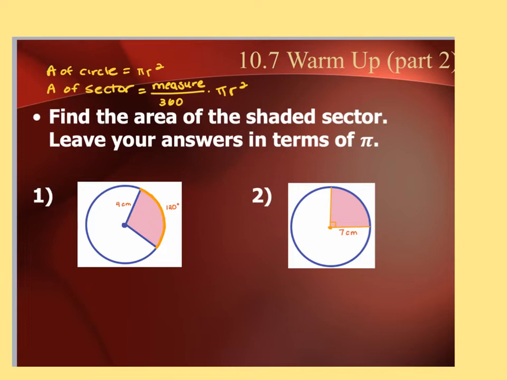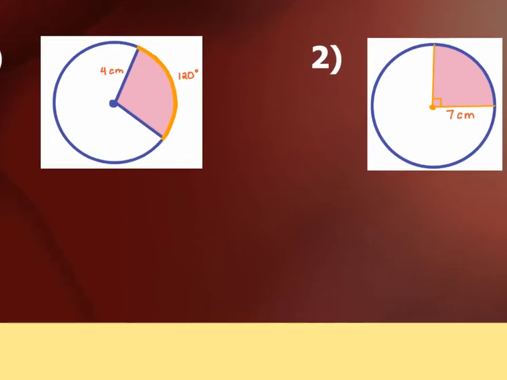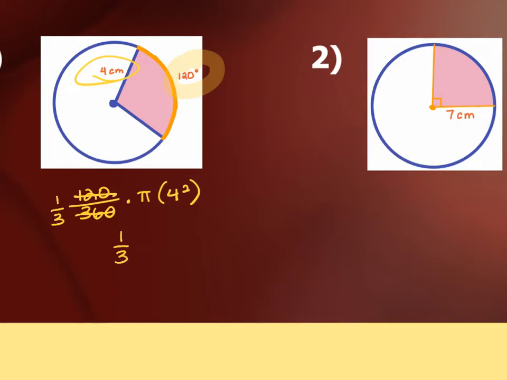So if I look at number 4, I want to find the area of that pink sector. So the measure of the arc is given to you. That's 120 over 360 times pi, r is also given to you. That's the radius, 4 squared. So now I can reduce this. This would be 1 over 3 times 4 squared, which is 16.